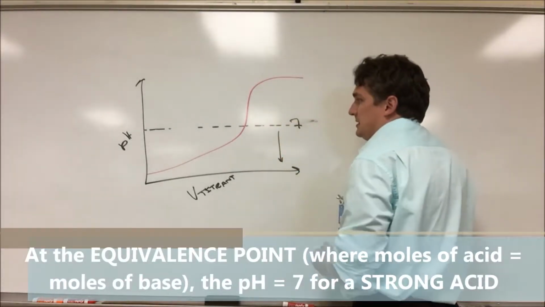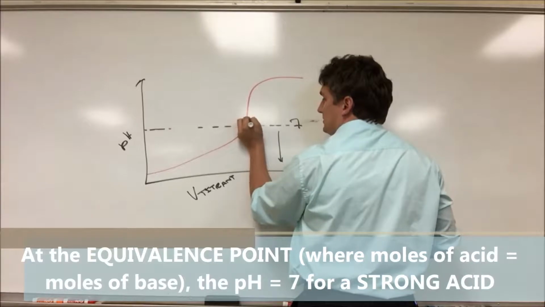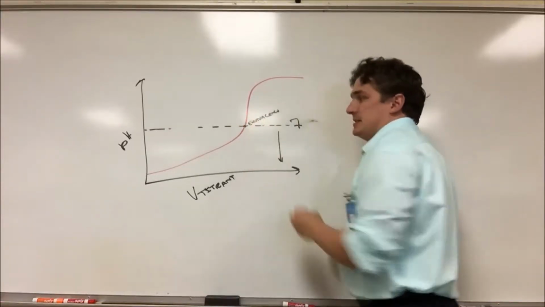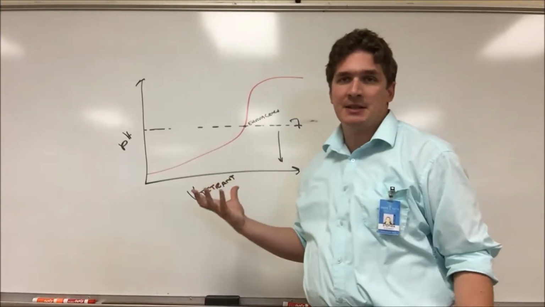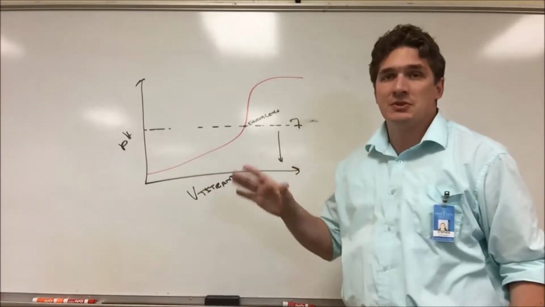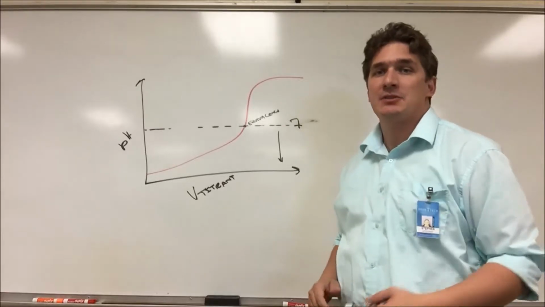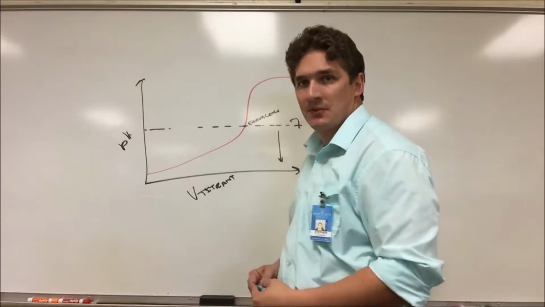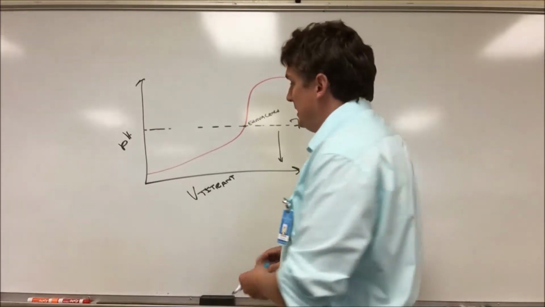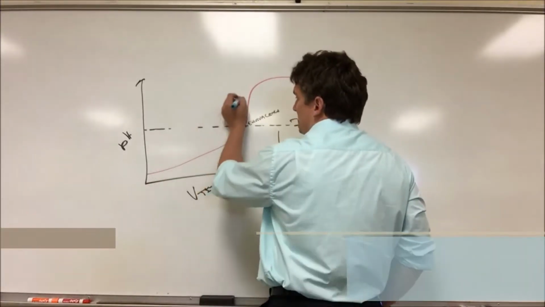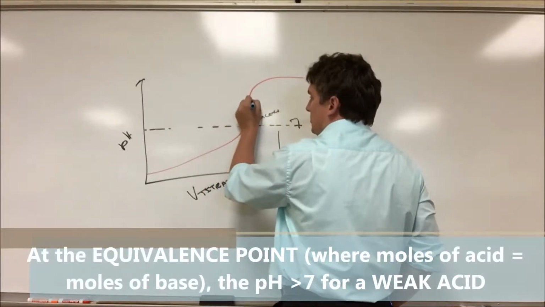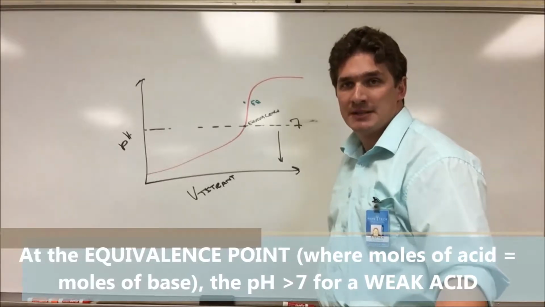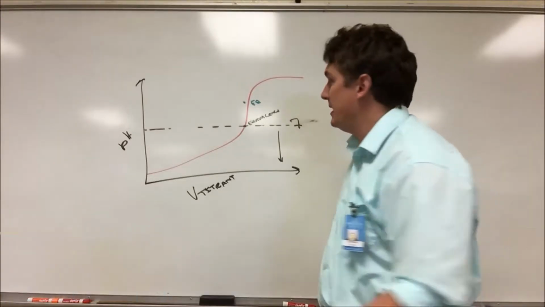What you're going to notice is that our equivalence point here is at 7. So when we have the same moles of acid as base, our pH is neutral. This is always going to be true for a strong acid titrated with a strong base. But let's say we have a weak acid versus a strong base. First of all, our equivalence point is actually above a neutral pH, because when we completely neutralize an acid, we're left with nothing but the conjugate base.